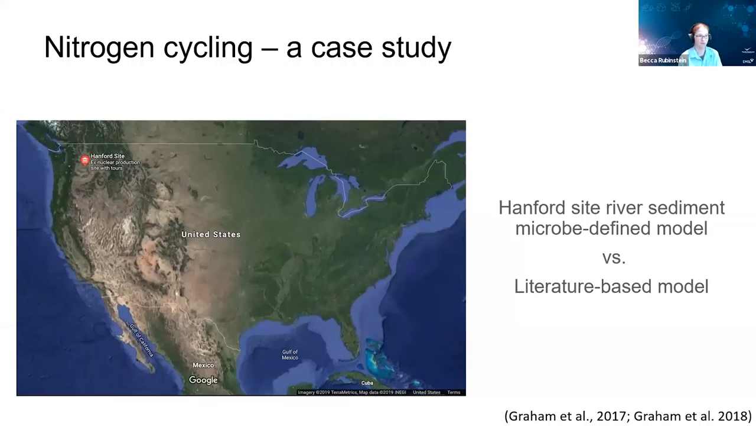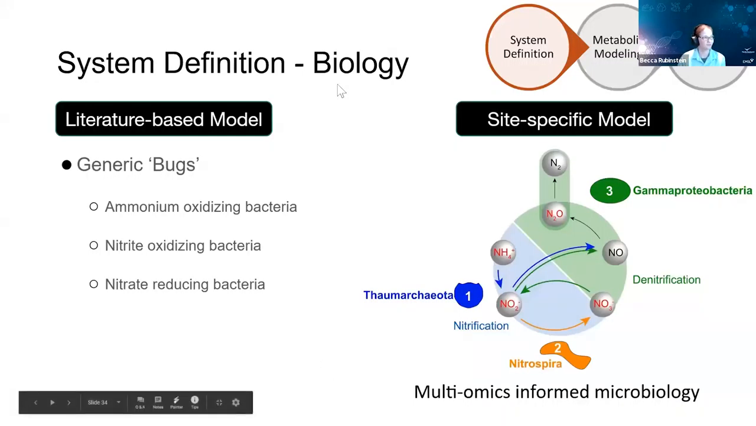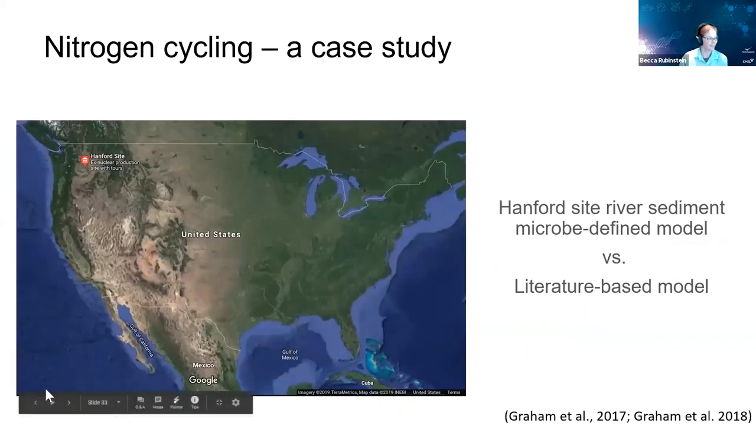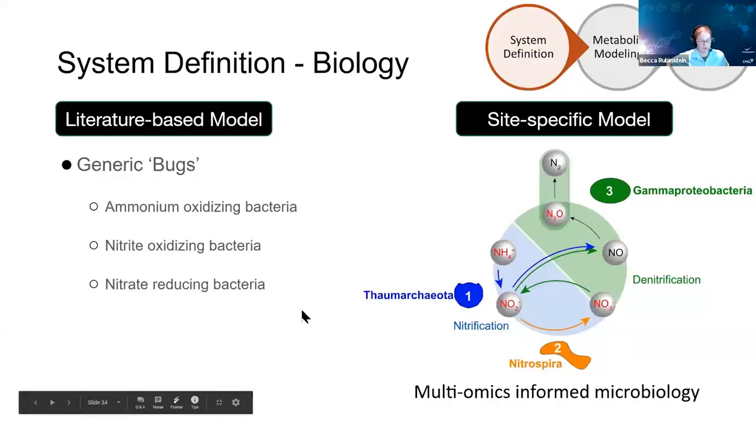We looked at river sediment samples from the Hanford site collected by Emily Graham et al., which included a bunch of metagenomics as well as metabolomics and metaproteomics from the Wrighton lab. And they worked with us to interpret this data and get our models curated. So the first step in our pipeline is to define our system.